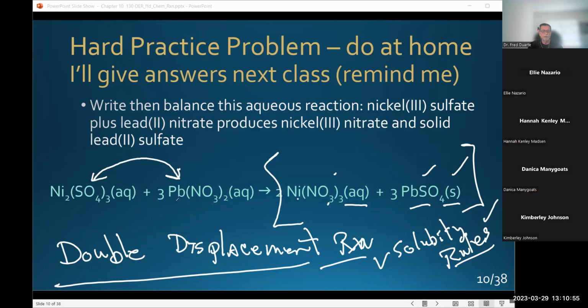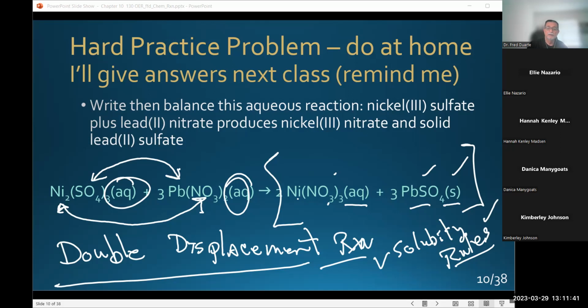And all that happened here is the partners exchanged partners, if you will. So nickel and lead got together to make nickel nitrate, lead and sulfate got together. And that's just by chance, because notice the reactants, both of them are soluble. So we got two clear solutions, okay? And when we put them together, they're bouncing around in there until the new partners just by chance get together. And when they do that, they're insoluble and they precipitate.